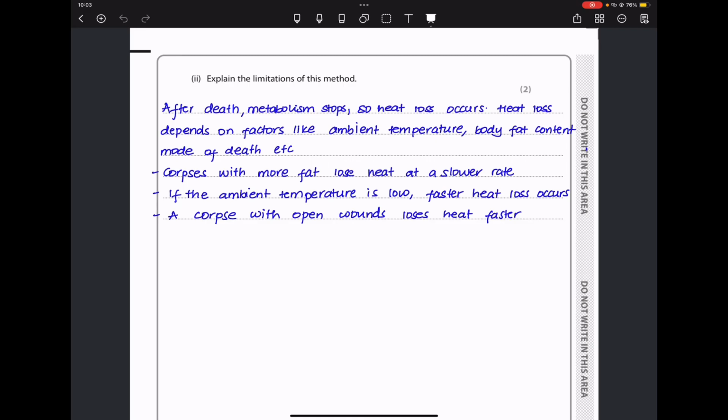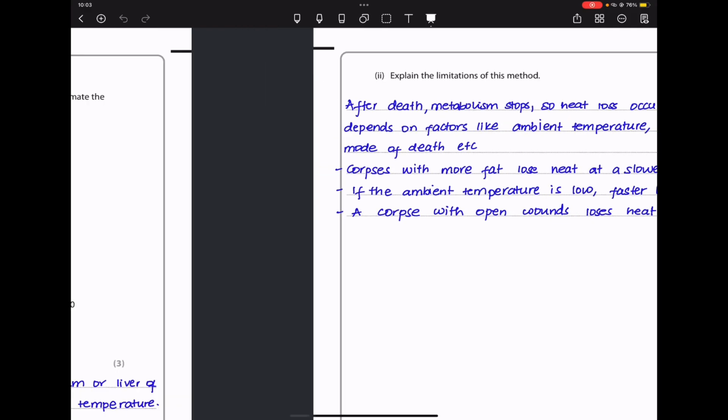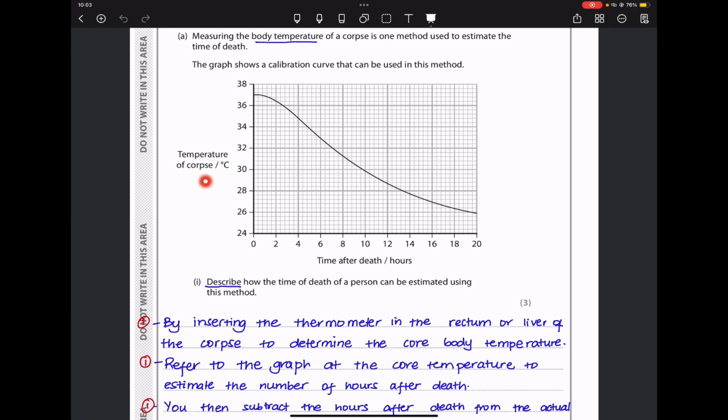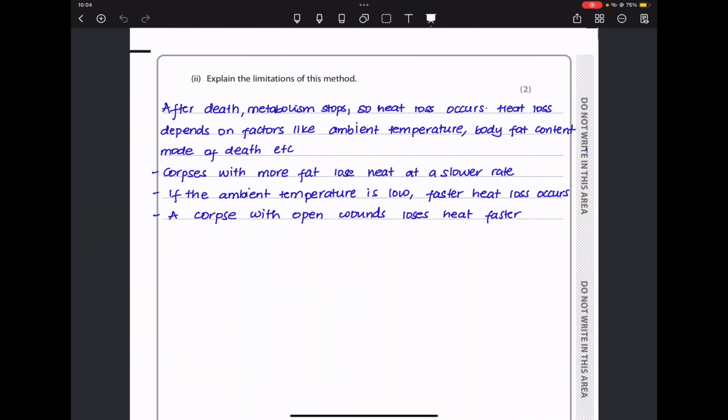Next, they say explain the limitations of this method. Of course, we know the temperature of the corpse is affected by many different conditions. If we are using core body temperature, the ambient temperature as well as the way the body is formed is going to affect the core body temperature. For example, if the body is clothed, then temperature is going to be lost slowly. If the person is fat, temperature is going to be lost slowly. But if the body is in a colder place, then the temperature is going to decrease rapidly. So here it said after death, metabolism stops, so heat loss occurs.